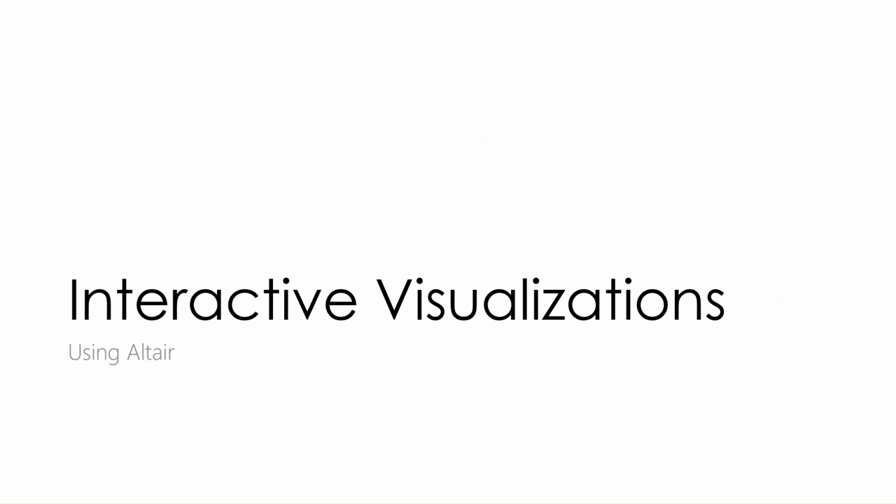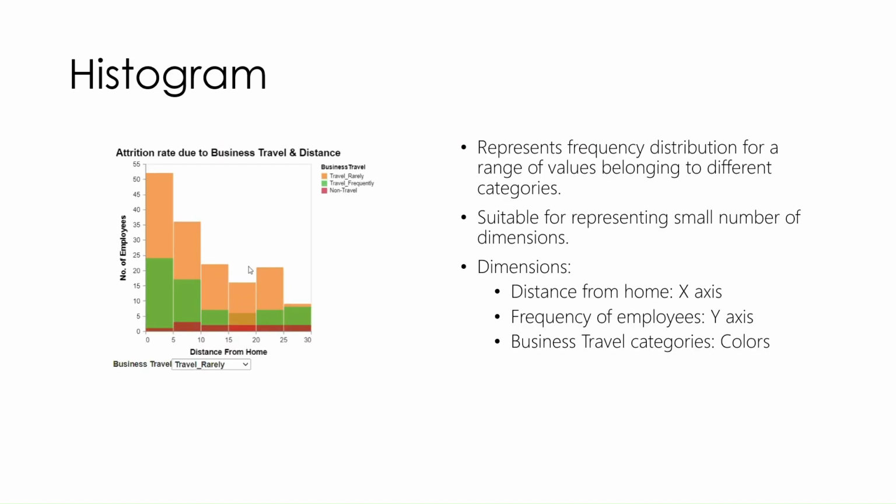So a chord diagram better represents the data to establish relationship between different columns. Talking about interactive visualizations which have been created using Altair, first one is the histogram, which represents the frequency distribution for different categories. So this has basic encodings, which are x-axis, y-axis, and the categories, which are then selectable.